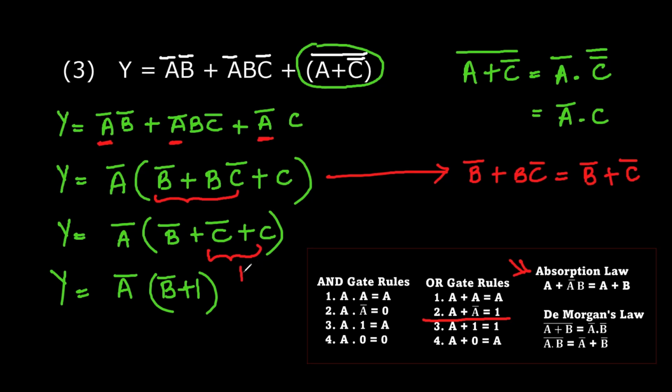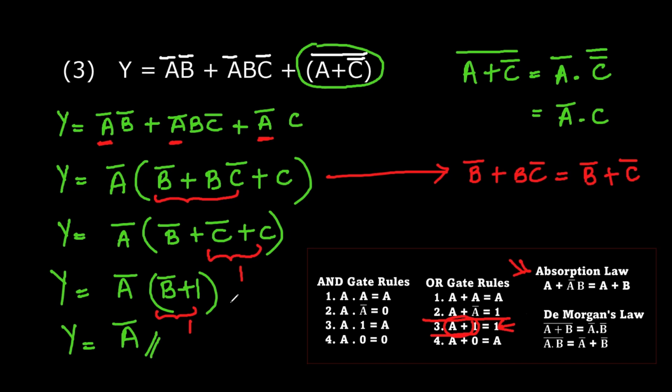But now, once you look at this further, do you see this particular law? You have another OR gate law, which is the term OR with 1. The term OR with 1 gives you 1, according to this OR gate rule. So this term also gives us 1. So now you're just left with your y, which is not a.